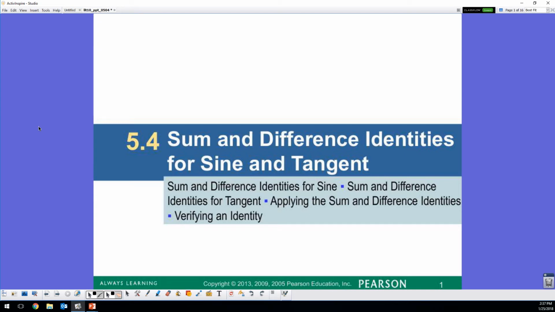Alrighty, so for this we're going to do sum and difference identities for sine and tangent. We've already done cosine, right? Did we? Yes, that's what we just got done doing.